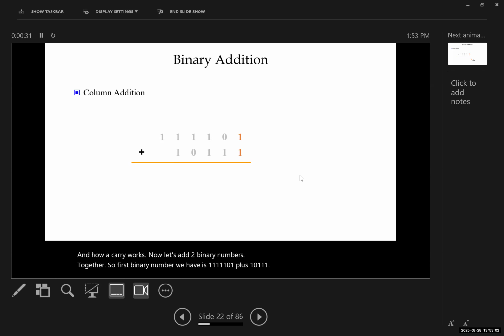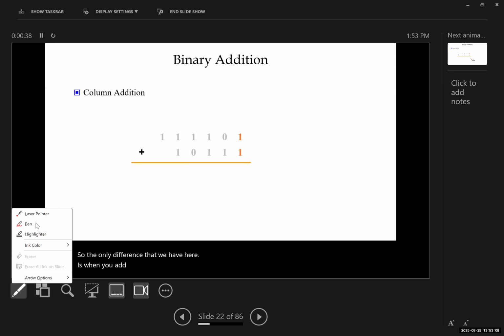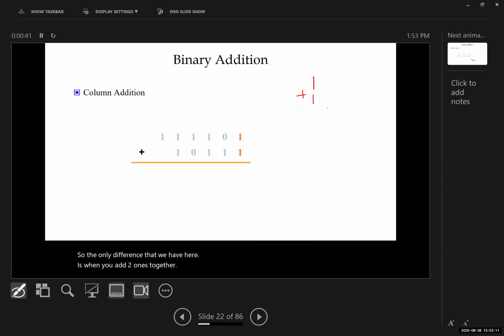So the only difference that we have here is when you add two ones together, 1 plus 1, what do we get in a binary number? 2. What is 2 in binary digit form, in a base of 2? Perfect. When you add 1 plus 1, you don't get 2, you get 10. What if you add 1 plus 1 plus 1? What do you get? You get 11, which is equal to 3.